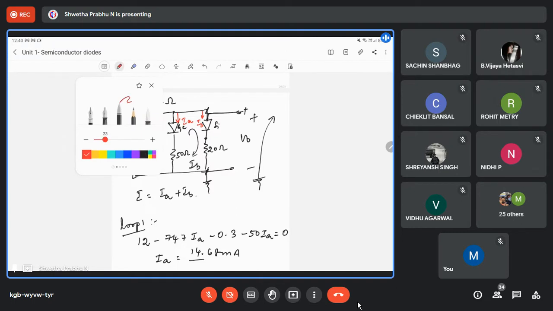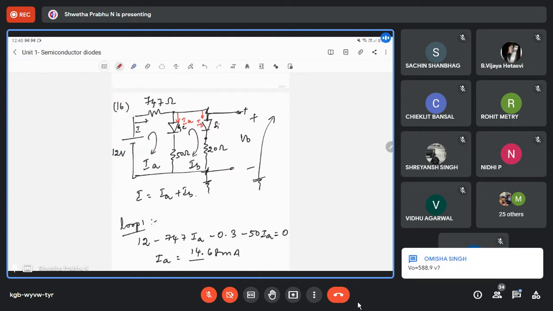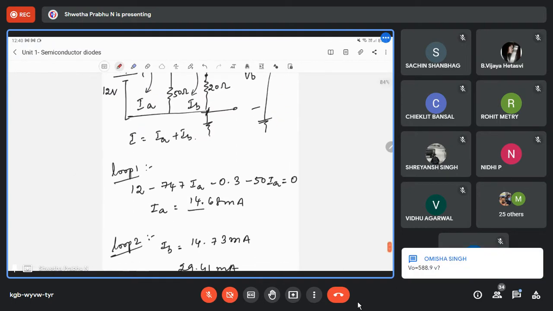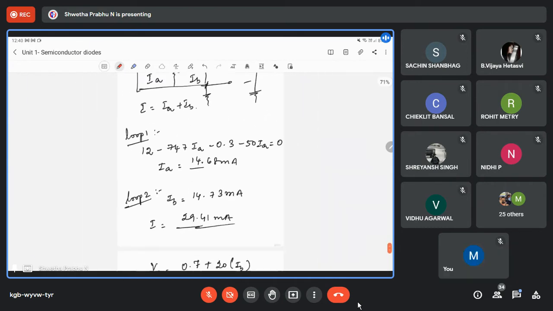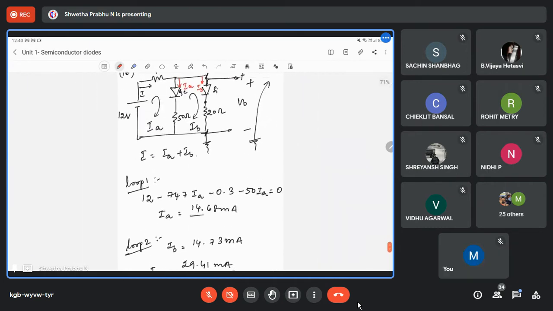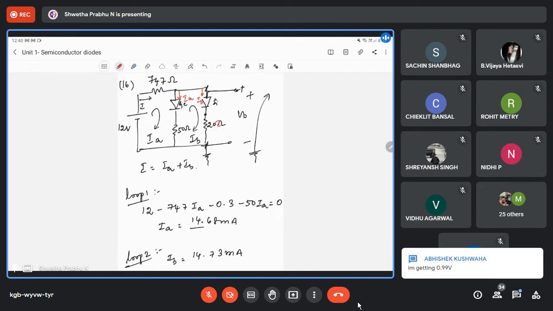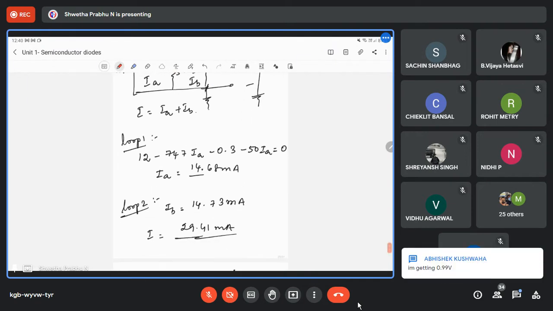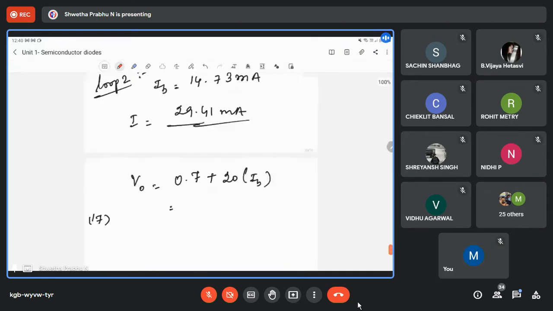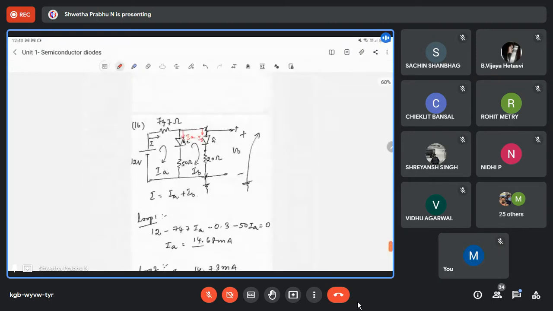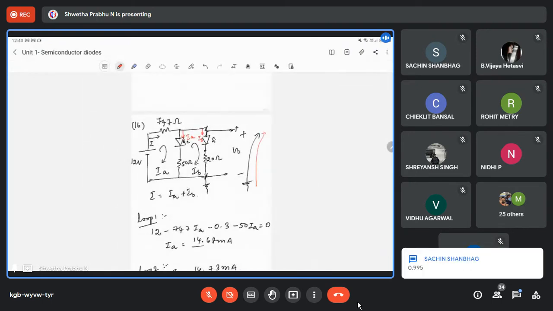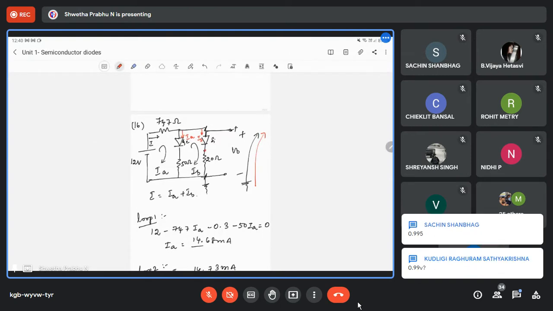Guys, are you understanding? If you go from bottom to top, if you can apply the KVL from bottom to top, you'll get plus 20 into IB plus 0.7. That is what I have done. Apply the KVL from bottom to top. Okay. What is the drop over here? You calculate.